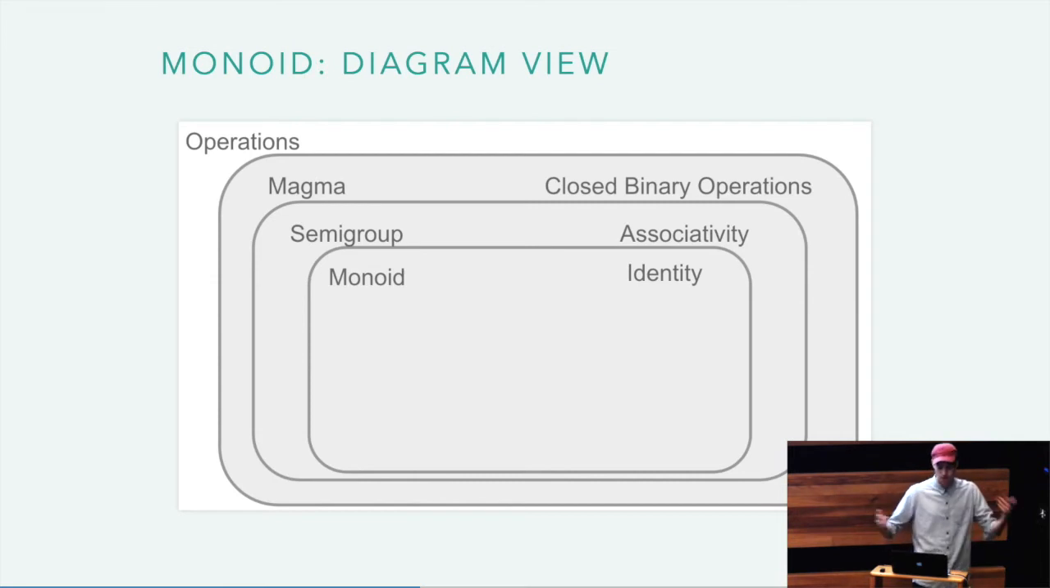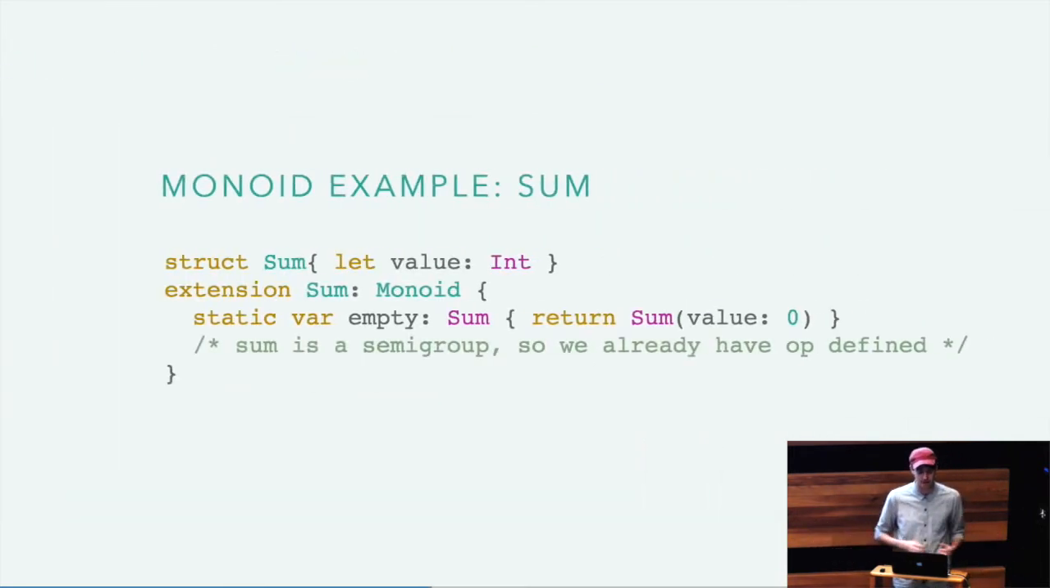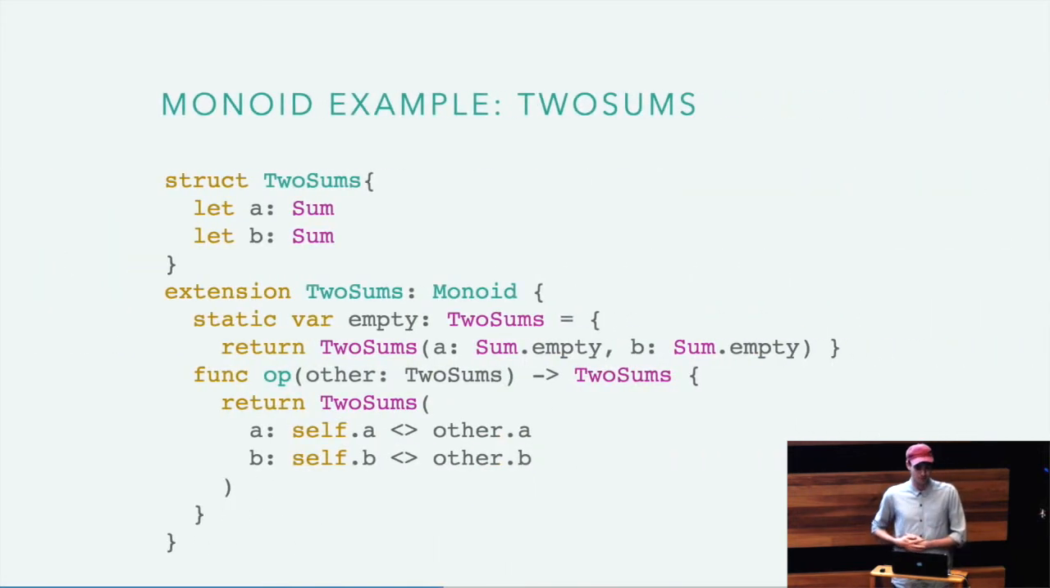And then again, our sum is a monoid. We already talked about that. Zero is an example empty that behaves. And we already showed it's a semigroup, and we already showed the magma. But maybe a little bit more interesting, two sums is a monoid. We can take two sums and group them together in a struct, and we can set the empty to the individual sums being empty, so two zeros, and then the operation that combines them just adds the two pieces of information, okay?